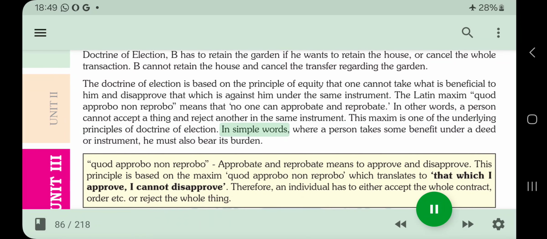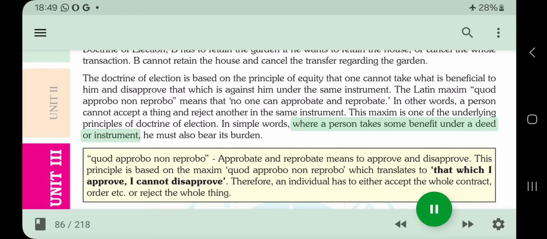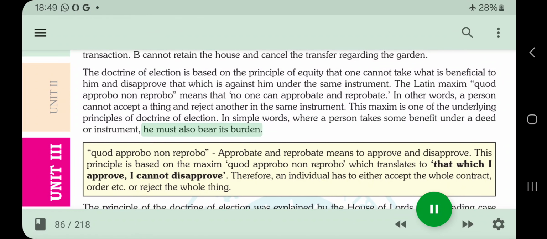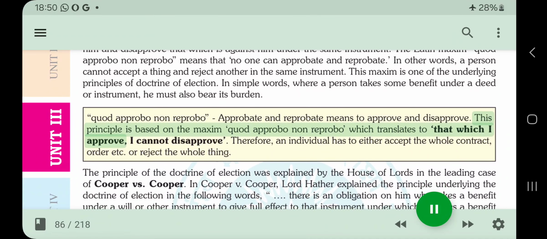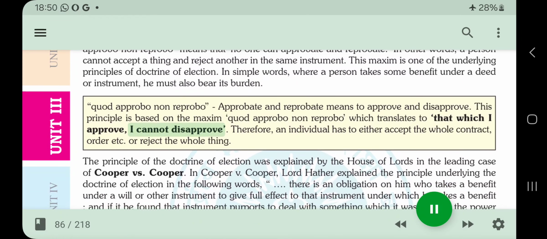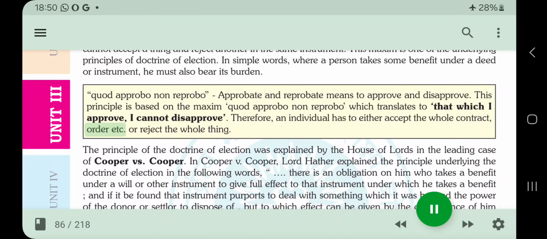In simple words, where a person takes some benefit under a deed or instrument, he must also bear its burden. Quod approbo non reprobo, approbate and reprobate means to approve and disapprove. This principle is based on the maxim, quod approbo non reprobo, which translates to, that which I approve, I cannot disapprove. Therefore, an individual has to either accept the whole contract, order etc., or reject the whole thing.